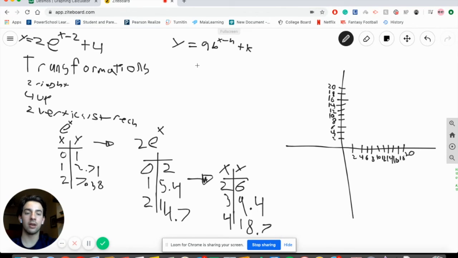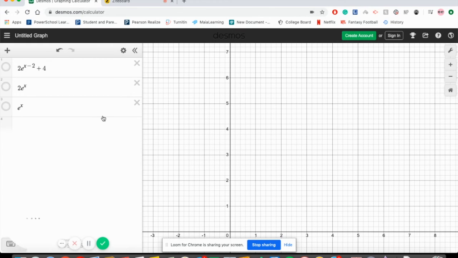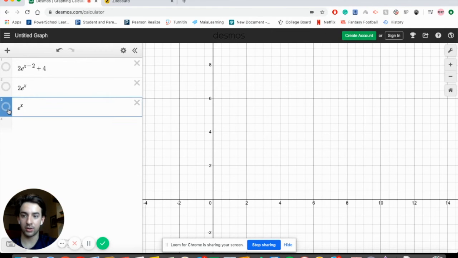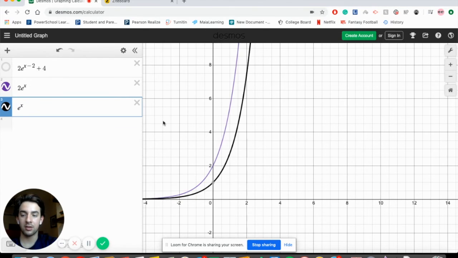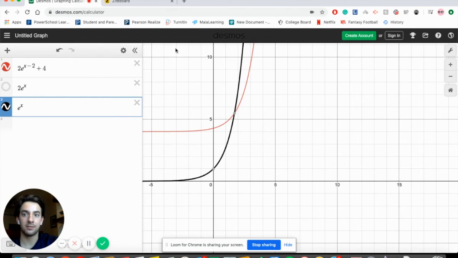Before I actually graph it, I would like to show you something in Desmos. Here, the black line is the original equation, and the purple is the first step that we actually did. As you can see, the graph is vertically stretched. And then on the last step is where I performed the transformations, the 2 to the right and 4 up, and the black line is the original line, and the red is the final line.